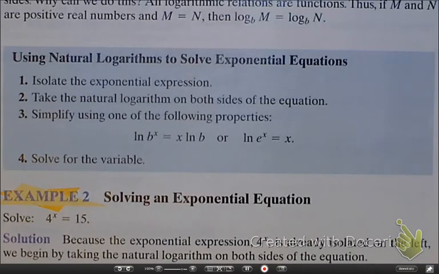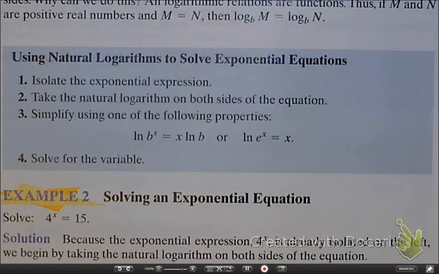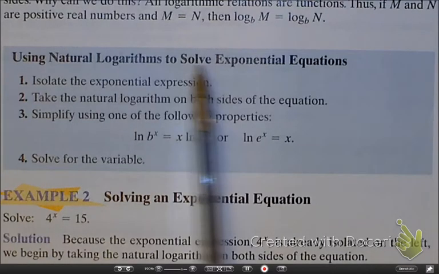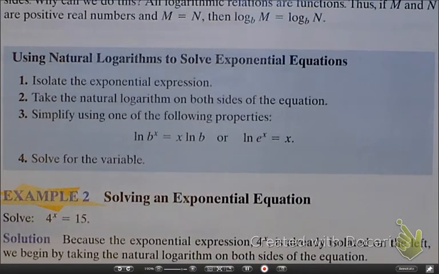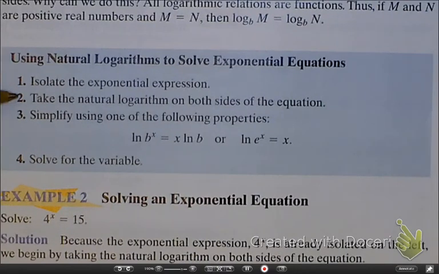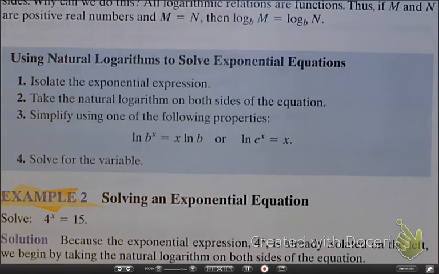Here's another blue box from your notes, so do me a favor and pause the video and write that down as well. It says, using natural logarithms to solve exponential equations: isolate the exponential expression, take the natural logarithm of both sides of the equation, simplify using one of the properties, and then solve for the variable. Make sure to have that in your notes.